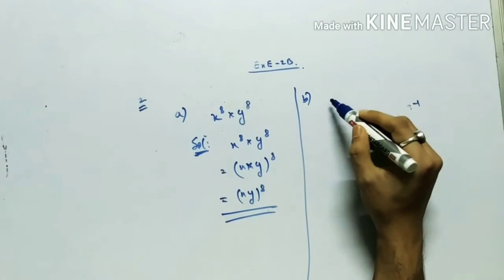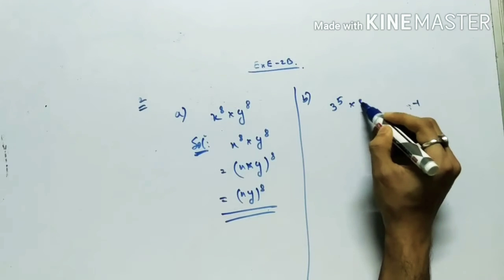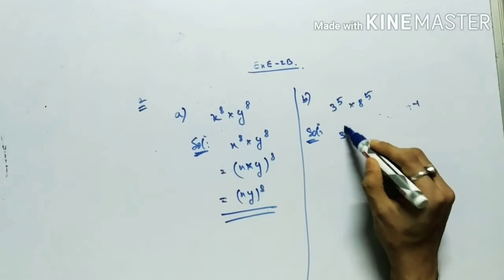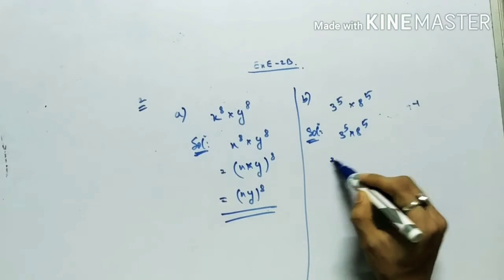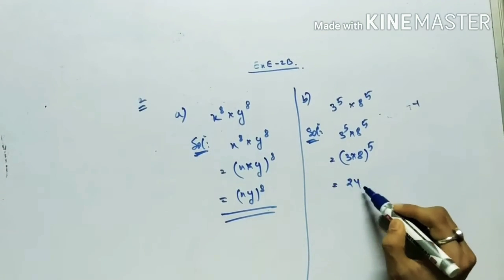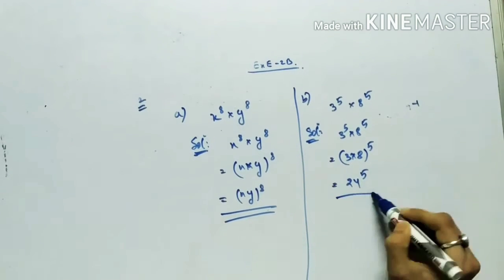Okay, express it in single power. 3 to the power 5 into 8 to the power 5. So this one, 3 to the power 5 into 8 to the power 5, becomes (3 into 8) to the whole power 5, which is 24 to the power 5.